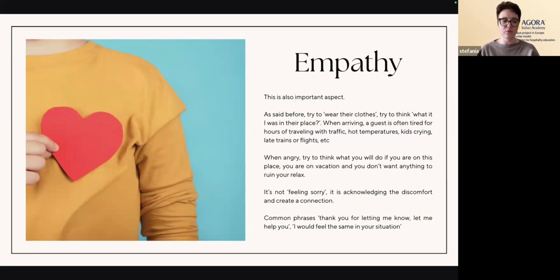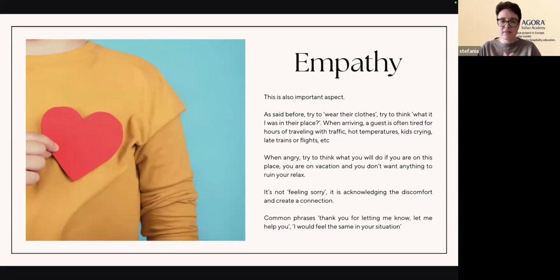Sometimes, just to receive at the check-in a guest who has kids crying, he's tired, something like that, just go to meet him at the reception and say, let me help you with the luggage. It's a first connection you are creating. It might seem not important, but it's very important. Okay. If I'm tired, I would like someone to help me. Okay. Just a little bit.